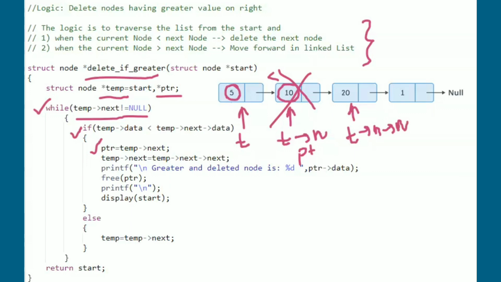So for that reason, I have said temp next is equal to temp next. That means a link from 5 to 20 is created. After that, which node is deleted? That means the node having the data 10 is deleted. Just to print that, the statement is given: greater and deleted node is ptr data, because pointer ptr is holding the information of the node which we want to delete.